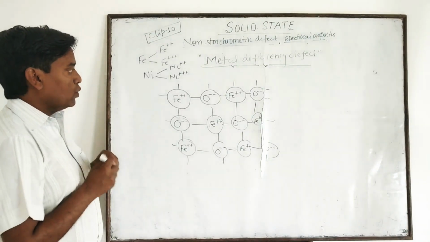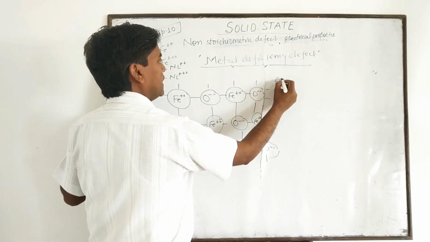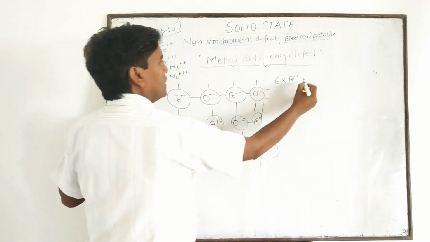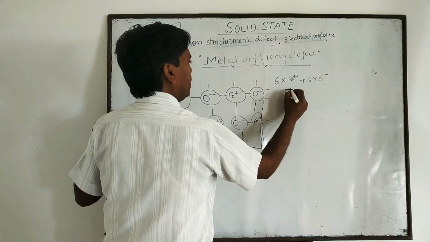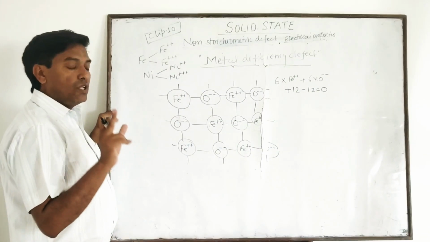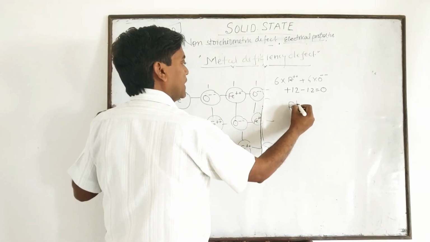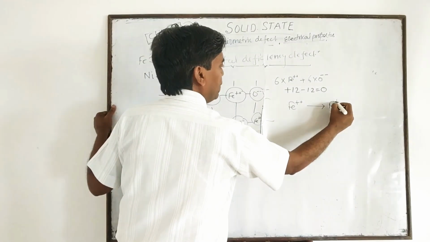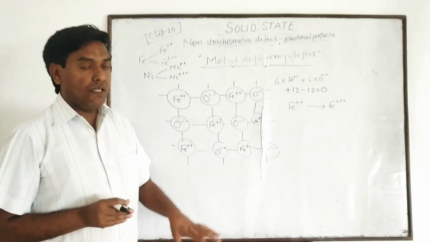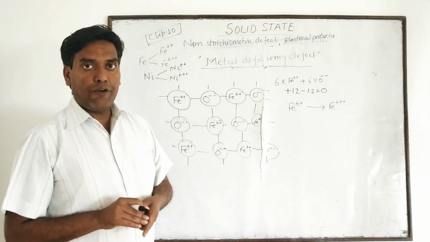Clear? Now you see how many Fe2+ ions are there? 1, 2, 3, 4, 5 and 6. It means 6 into Fe2+, and how many oxygen atoms are there? That is 6. 6 into O2-. It means plus 12 and minus 12 is equal to what? 0. But students, during the preparation of this ionic crystal, it is possible that some of the Fe2+ ions get oxidized into Fe3+ ions. I am saying that I am going to prepare FeO. But during the preparation, it is possible that certain Fe2+ ions can get oxidized into Fe3+ ions.